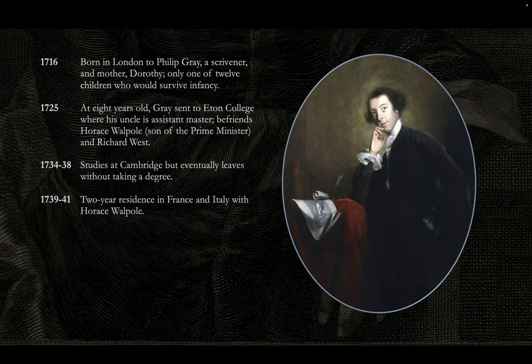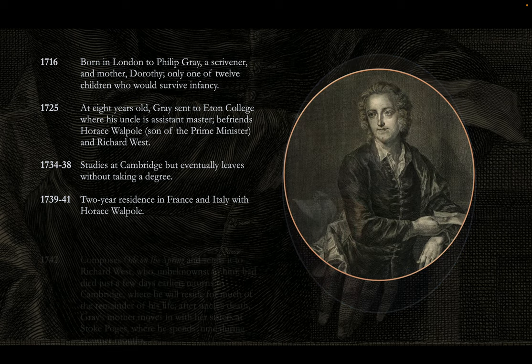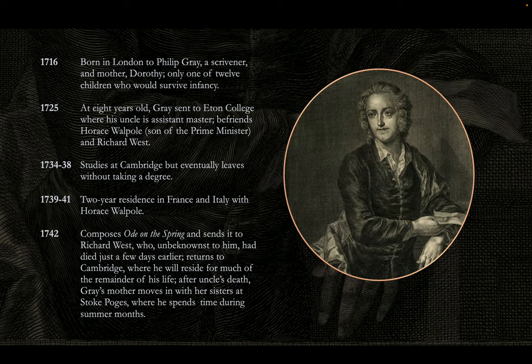And he spent 2 years in France and Italy with Horace, but they had a falling out. Horace Walpole was, of course, incredibly wealthy, the son of the prime minister, and he wanted to party and socialize. And Thomas Gray wanted to spend time in libraries and museums, and eventually their personalities just conflicted, and Thomas Gray went home and felt kind of guilty because he'd been neglecting his friendship with Richard West, who shared his interest in writing poetry.